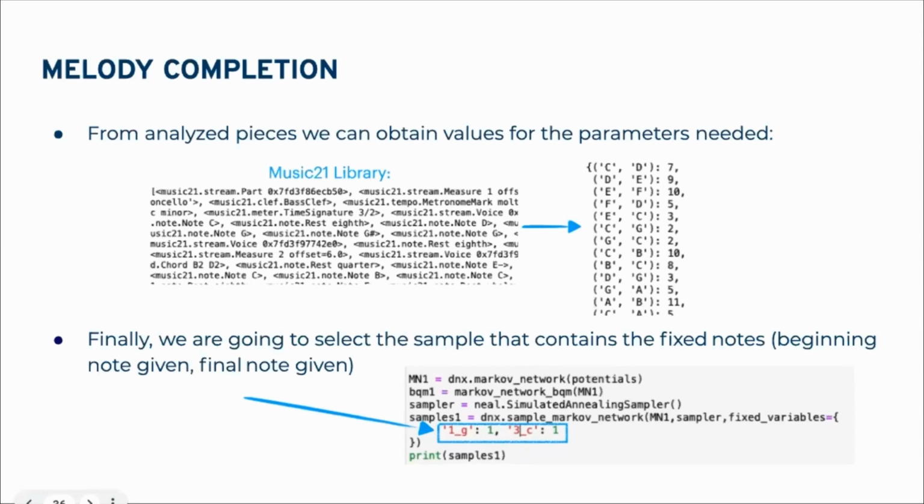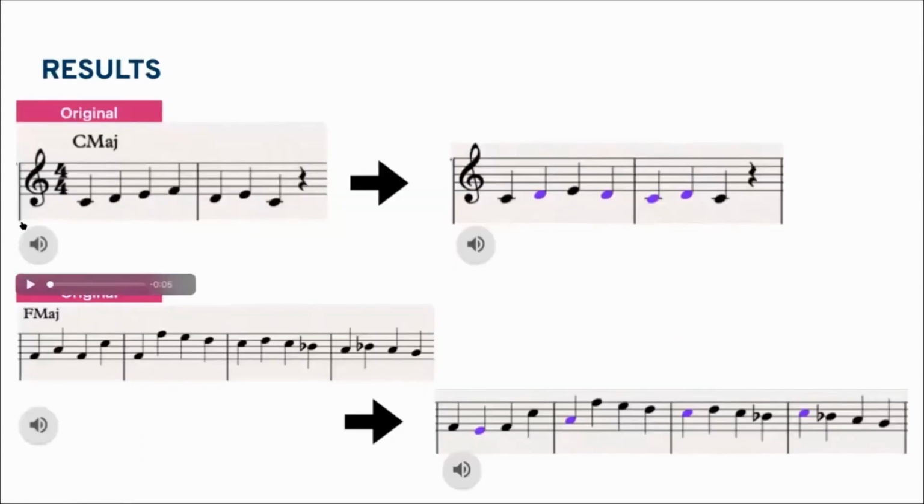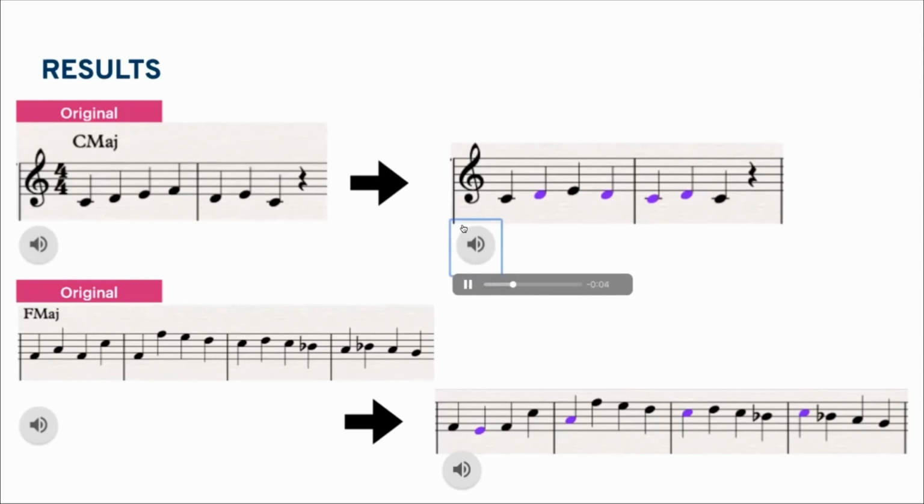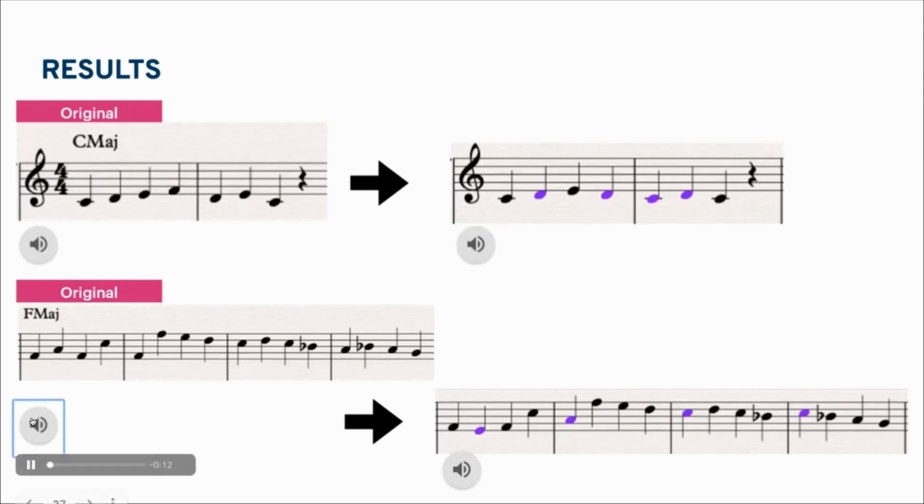Here are some of the results we got. It is going to be an original melody. And the next one is going to be the melody modified. The notes in purple are the ones output by the algorithm. This is another one.